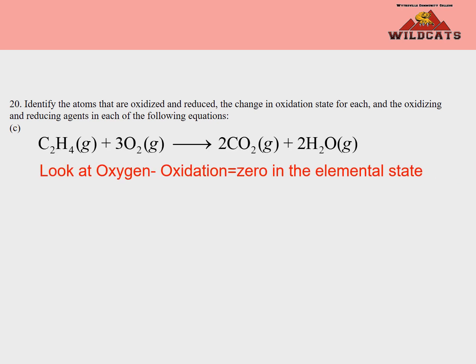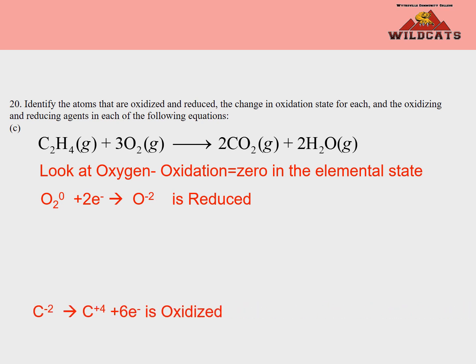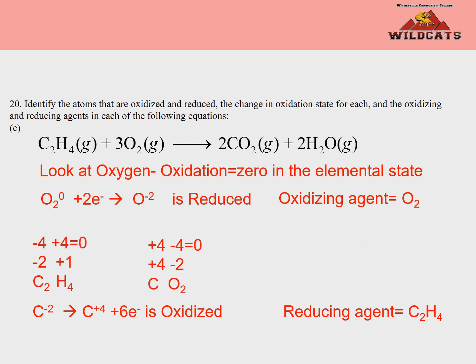In C, again, we're going to identify. We look at oxygen; it's got an oxidation number of 0 in its elemental state. And it's going to go to -2, so it's reduced. The carbon is going to go from a -2 to a +4. So the oxygen's the oxidizing agent, and the reducing agent is C2H4. Again, if you know the oxidizing agent's O2, the other reactant is going to be the reducing agent. How did I come up with the charges for the oxygen? Remember going around the block?